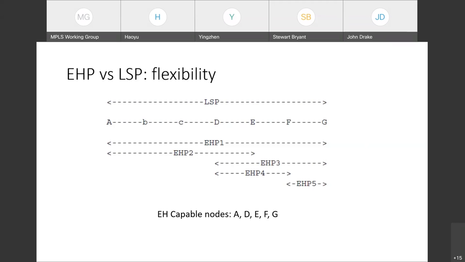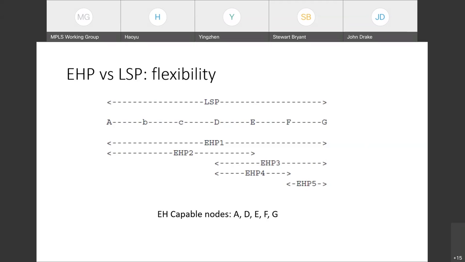Sorry? Sorry, you have something to say? I would think at A, the LSP head, you add all the extension headers. Even for EHP3, you add it at A, but you indicate it starts processing from D, right? So D knows it needs to start processing. If before D there are any capable nodes, they just ignore it.